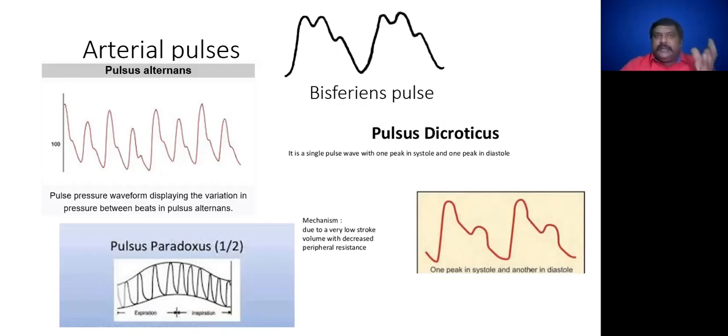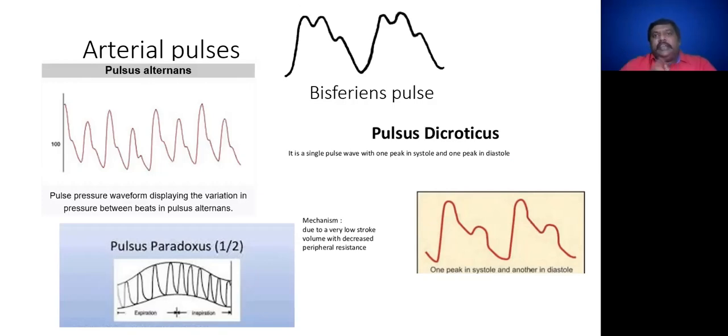The next one is SVC obstruction. The next one is COPD and severe asthma. And also constrictive pericarditis, pulmonary embolism, and hypovolemic shock. In all these conditions, you will get Pulsus Paradoxus.